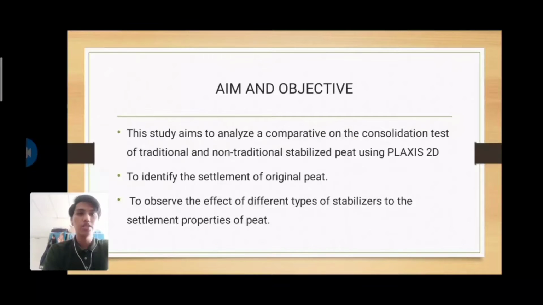For the aim and objective, the study aims to analyze a comparison of the consolidation test of traditional and non-traditional stabilized peat using Plaxis 2D. The objective is to identify the settlement of original peat and to observe the effect of different types of stabilizer on the settlement of peat.